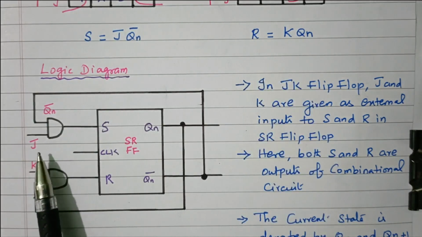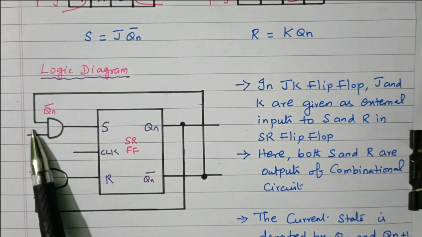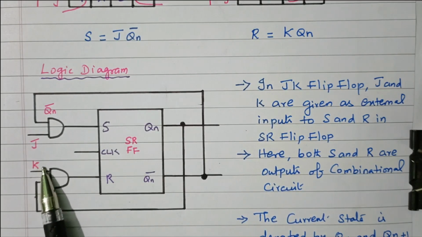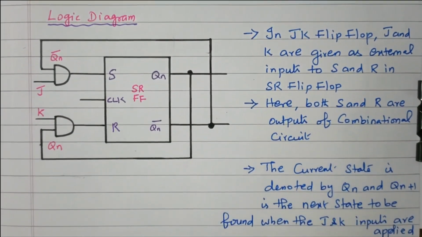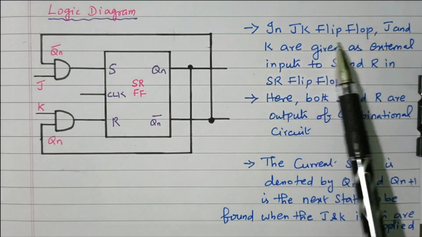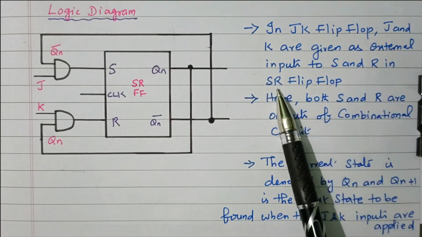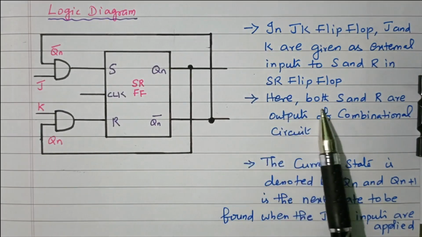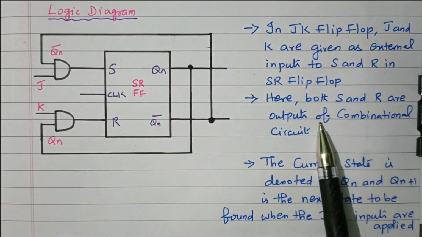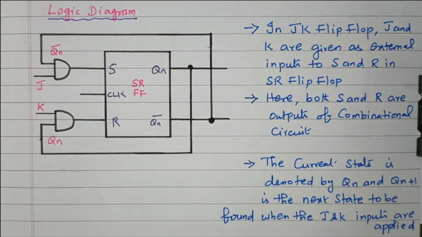By giving this input, this SR flip-flop will produce the output of the JK flip-flop, because here we identified the expressions for S and R from the truth table. Now we have converted the SR flip-flop into a JK flip-flop. Some descriptions are available. In the JK flip-flop, J and K are the external inputs. The normal inputs are S and R. Here both S and R are outputs of a combinational circuit, and S and R produce the output. This J and K is the external input.